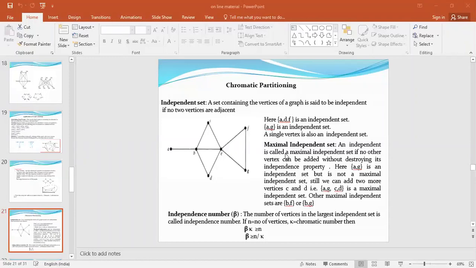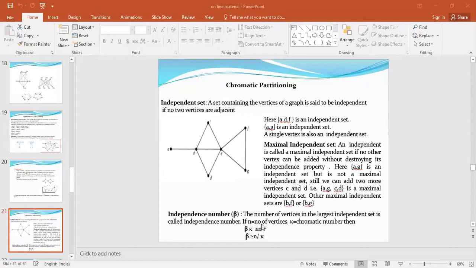Then the third term is independence number. What is the independence number? Within this graph, the number of vertices in the largest independent set is called the independence number. If you see, can you guess what is the independence number of this graph? In the maximal independent set, you can try your best, but I think you can't include more than 4 vertices in any maximal independent set. So in this sense, its independence number will be 4.